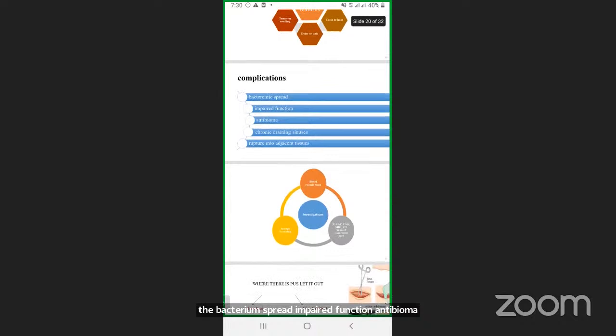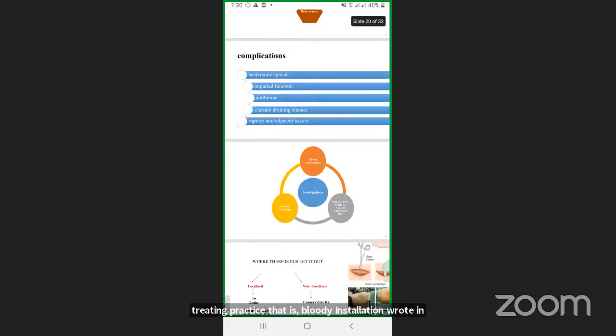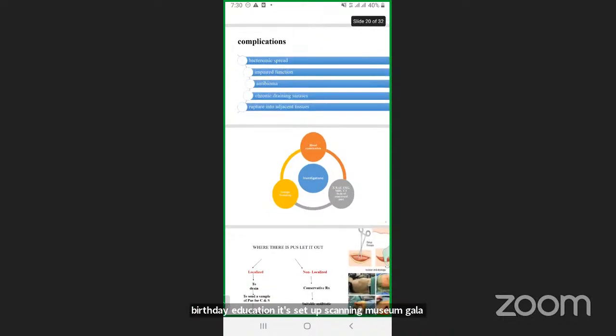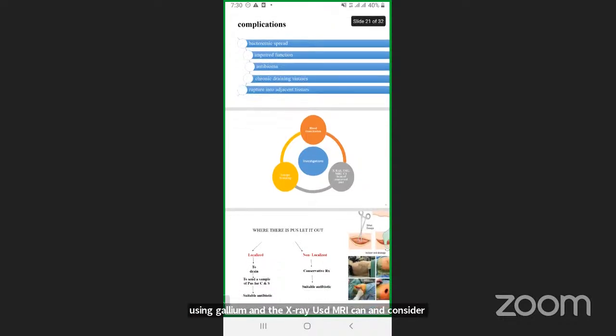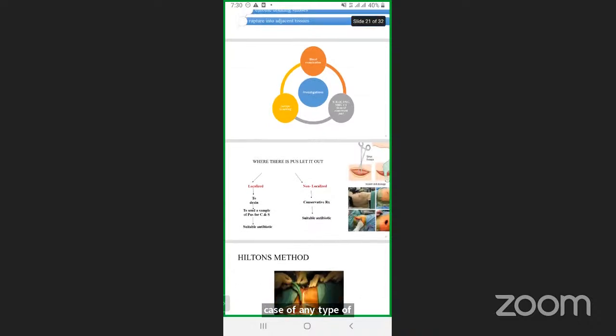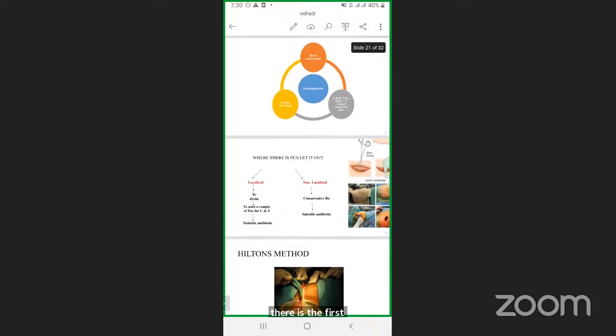Coming to the investigations, we have a triad of investigations to follow for treating abscess, that is routine blood investigation, isotope scanning using gallium, and X-ray, USG, MRI scan of the concerned part. These are the triad of investigations in case of any type of abscess. Coming to treatment, where there is pus, you have to let it out. If it is localized, then you have to drain it and send the sample for pus culture and sensitivity. Then suitable antibiotics should be given. If it is non-localized, then you have to give conservative treatment and suitable antibiotics.